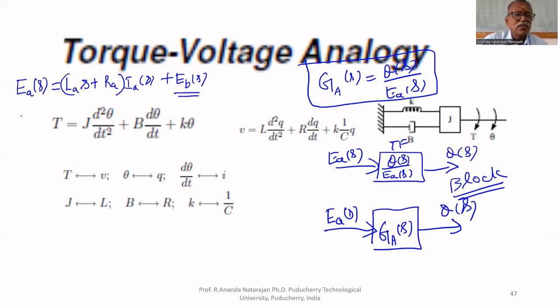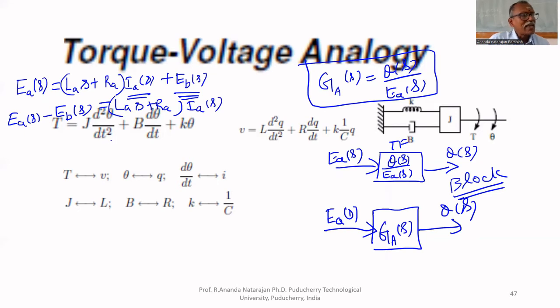This is separate, because it is a different variable. So what I can do is put EA of S minus EB of S as one variable equal to (LA S plus RA) multiplied by IA of S. Let us assume that IA is the output. If you give EA minus EB as input, it will give IA current. That way I can represent the model. So the output is IA of S, and the input is EA minus EB.